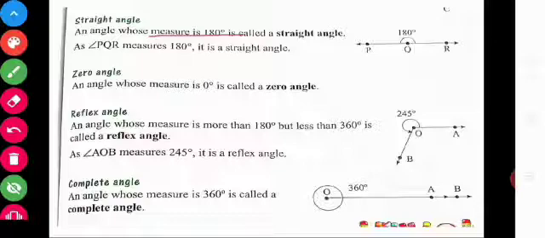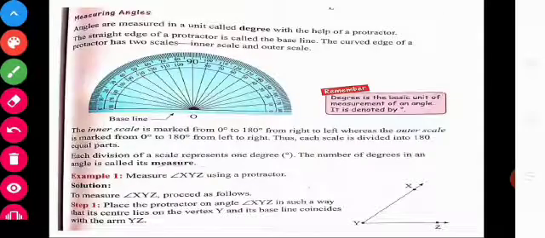And then zero angle. An angle whose measure is 0 degree is called a zero angle. And then reflex angle. An angle whose measure is more than 180 degree but less than 360 degree is called a reflex angle. And the next one is complete angle. An angle whose measure is 360 degree is called a complete angle. Today we are going to discuss measuring angles and constructing angles.